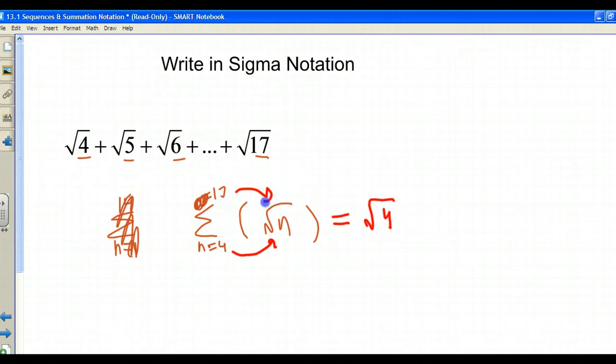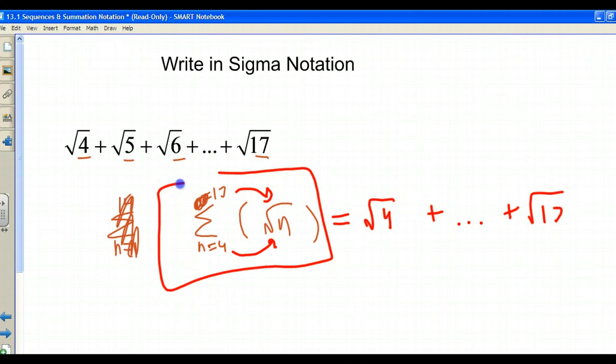What happens if I plug in 17? I should get this last term, square root of 17? I do. So that is the correct sigma notation for this particular problem. And you are done.